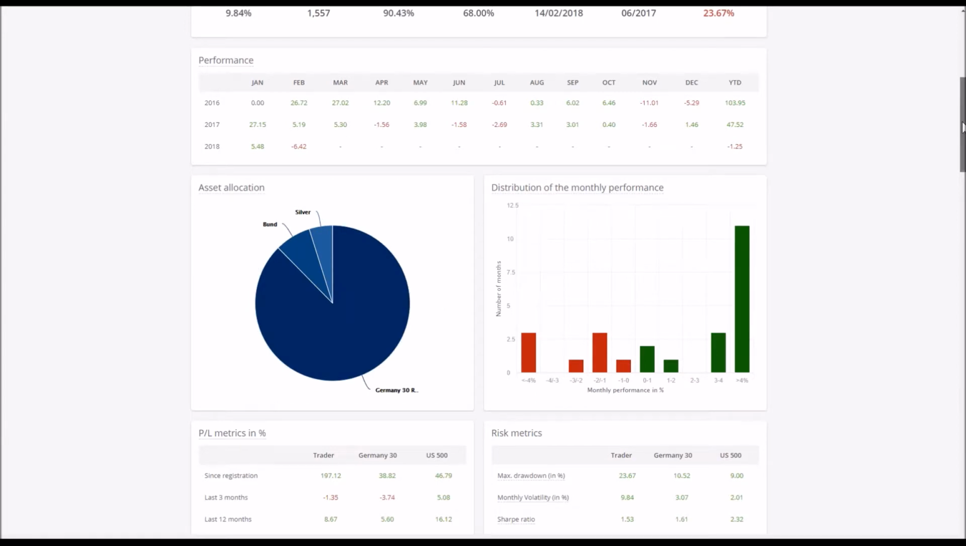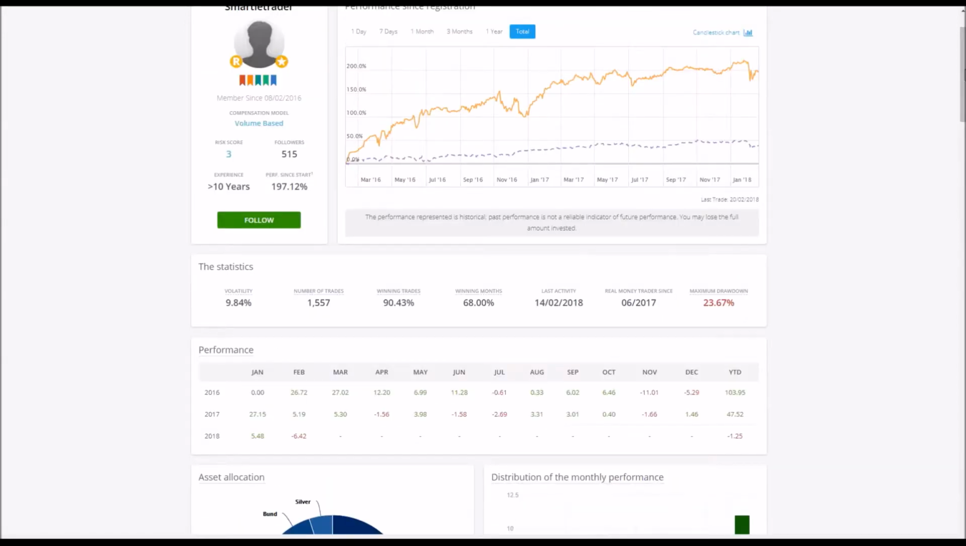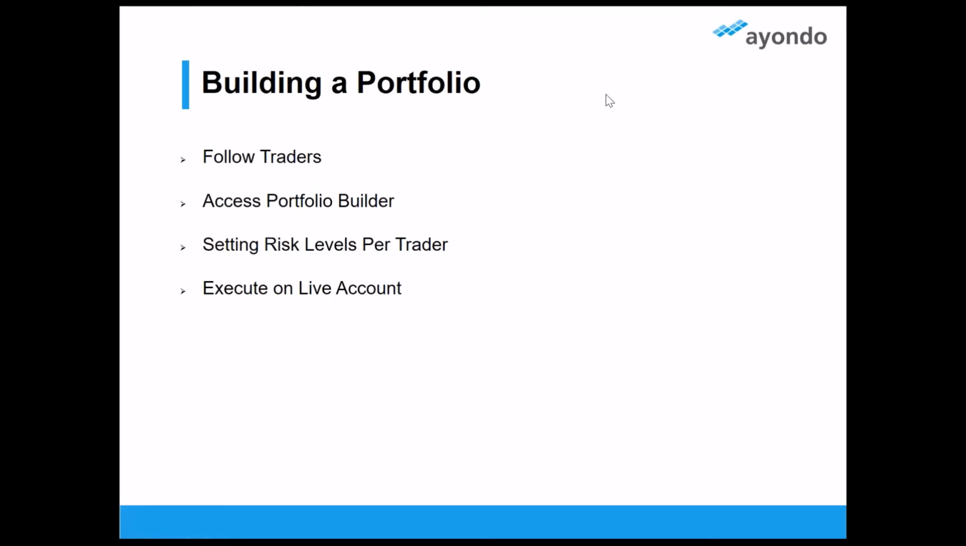Okay, so there's a bit more information. So let's just jump back to the next thing we're going to do. So next, we're going to start building a portfolio. So we're going to start following traders. We'll access the portfolio builder. We'll set risk levels per trader. And then we're ready to fire it all up and start following these people on a real account.